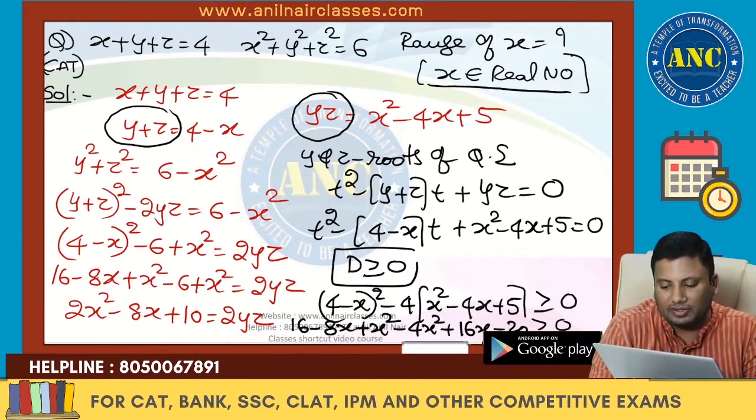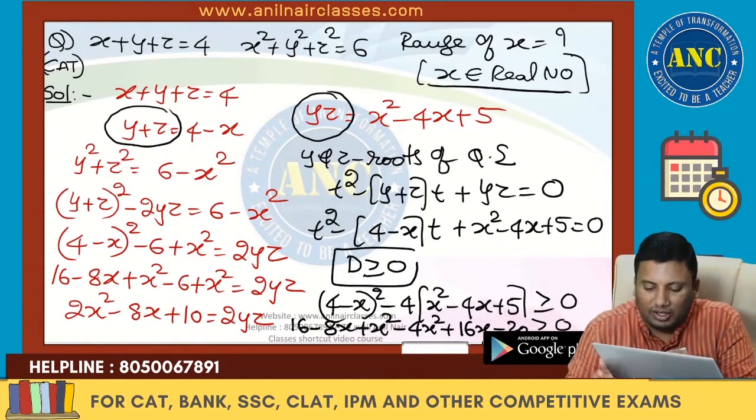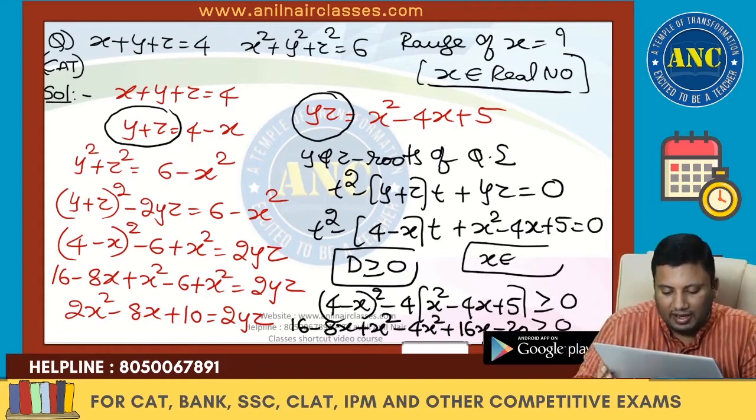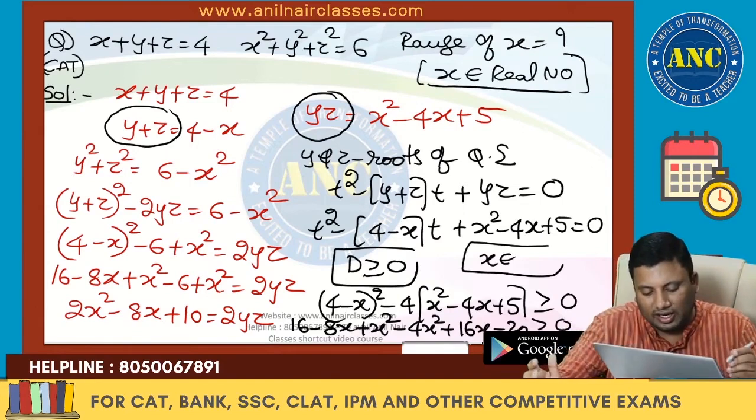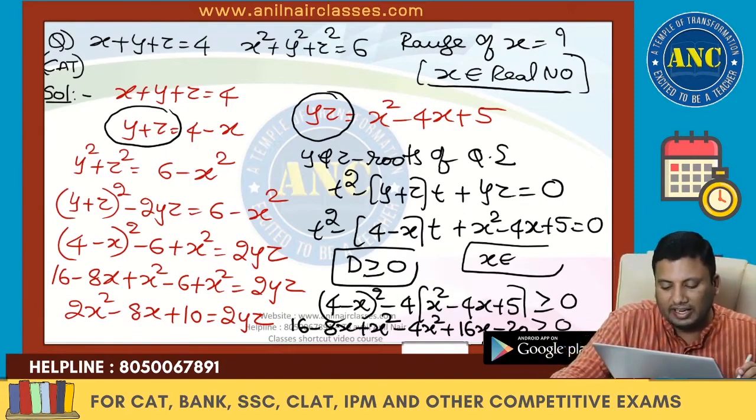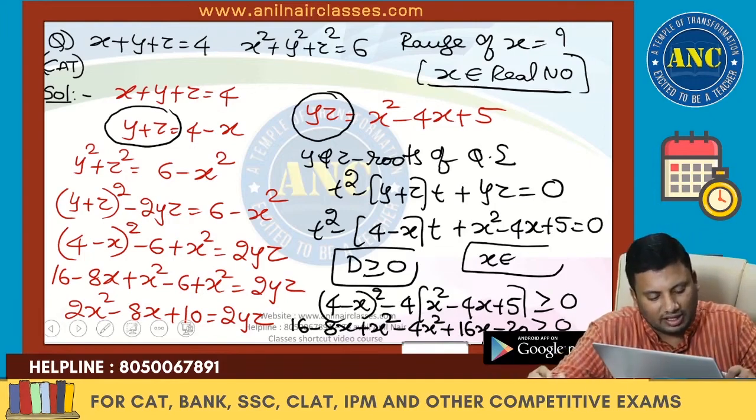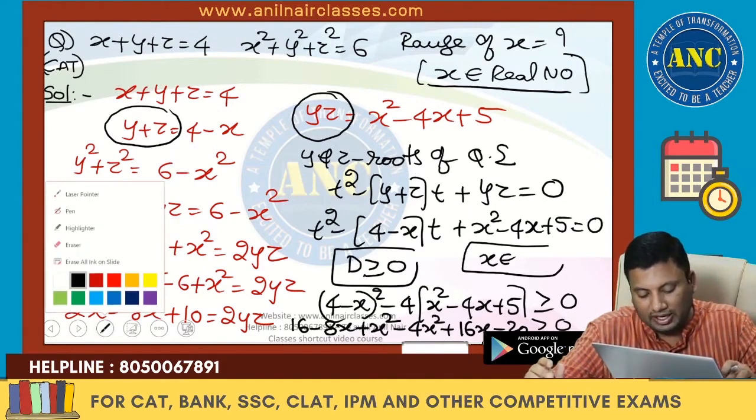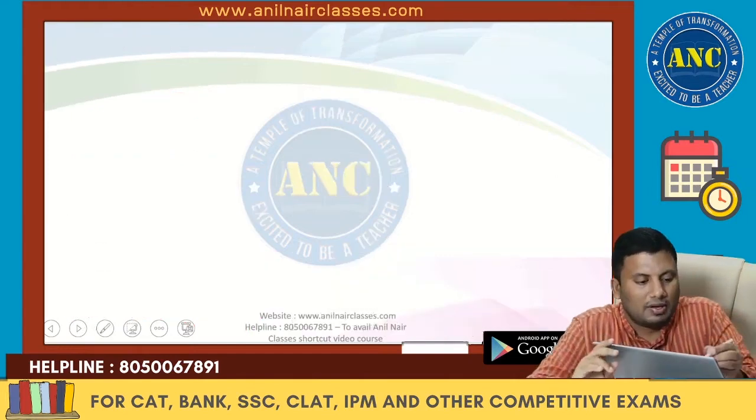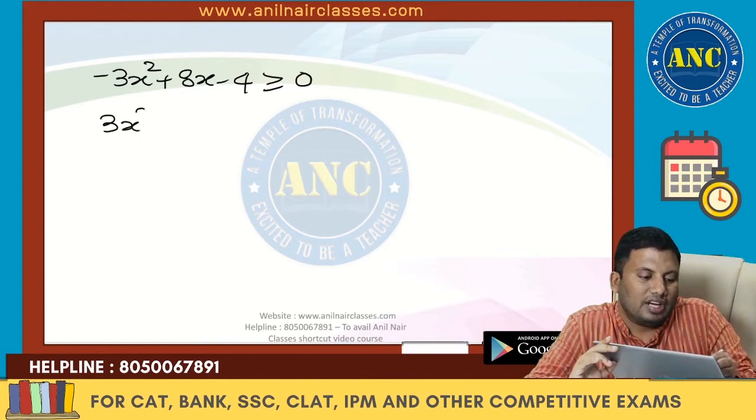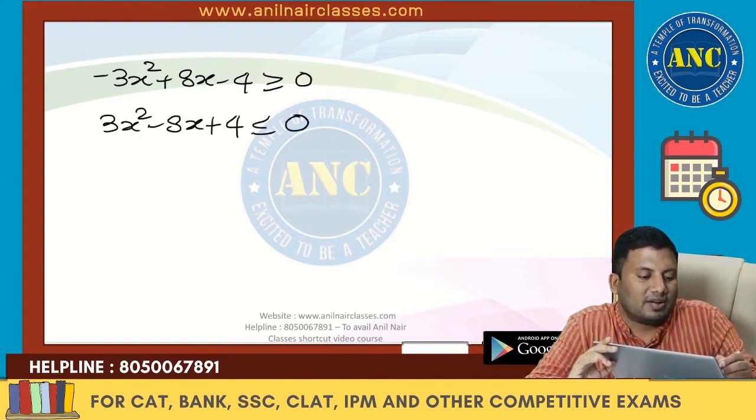B square minus 4ac. From there you will get the range of x. I hope the idea is clear. Minus 3x square plus 8x minus 4 greater than or equivalent to 0. So 3x square minus 8x plus 4 less than or equivalent to 0.